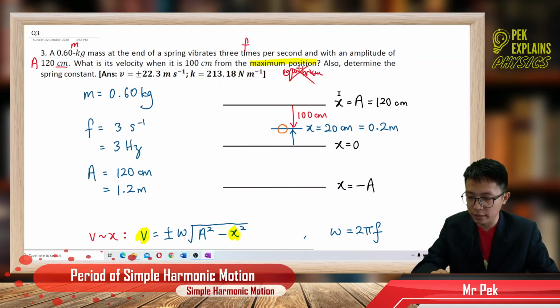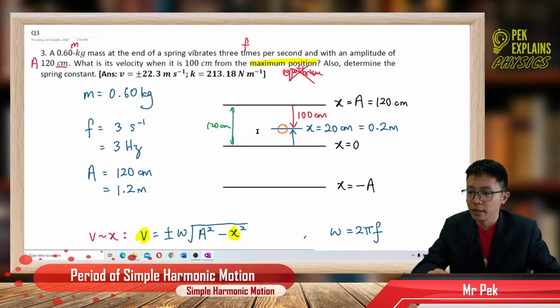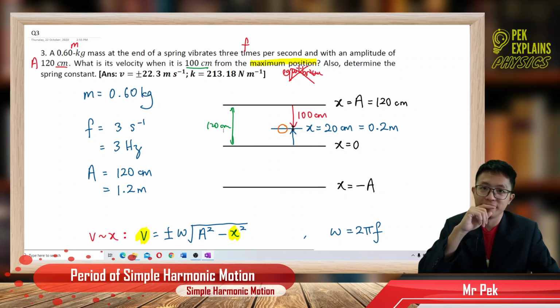Okay, this is how I draw here already. This is the equilibrium, and this is the amplitude. The distance between the amplitude and equilibrium is 120 cm. So he says this object is 100 cm from maximum. So this 100 cm is not from equilibrium, but is from maximum.